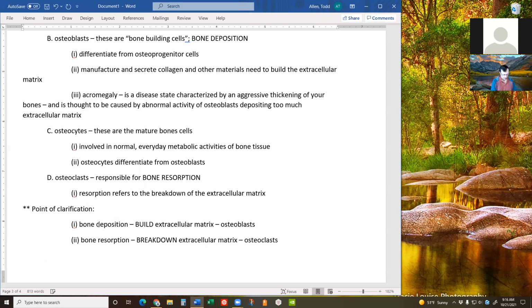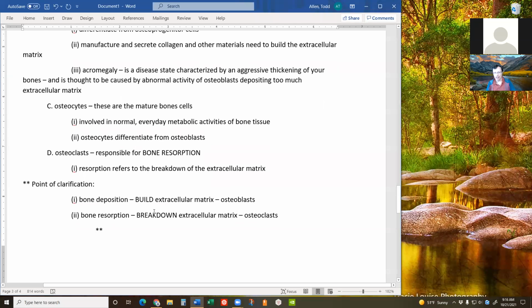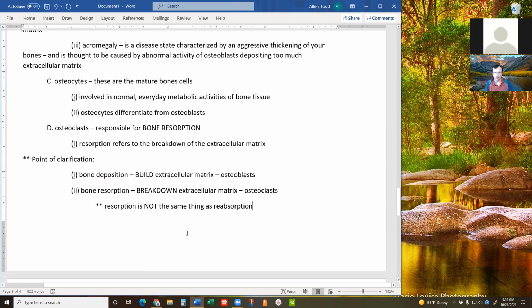Let me say this. Be very careful here. I'm going to say this, and you are still going to get it wrong on the test. Bone resorption is bone resorption. It is not bone reabsorption. Resorption is not the same thing as reabsorption. Be very careful about the words you use and how you use those words. Make sure you're very clean in your language.